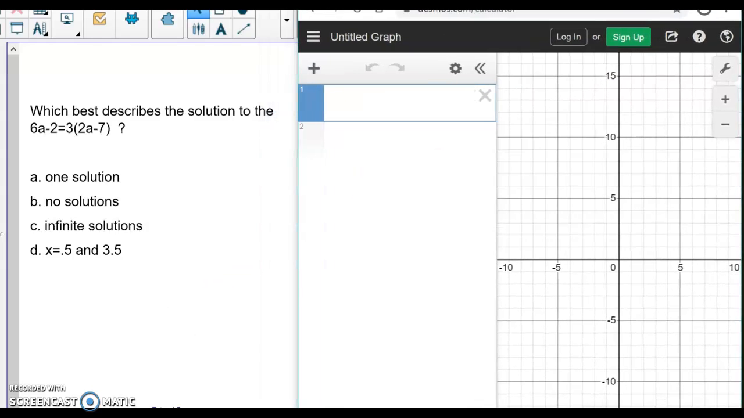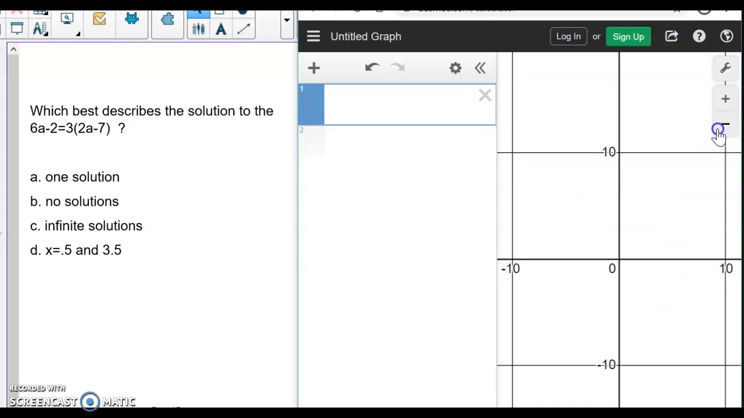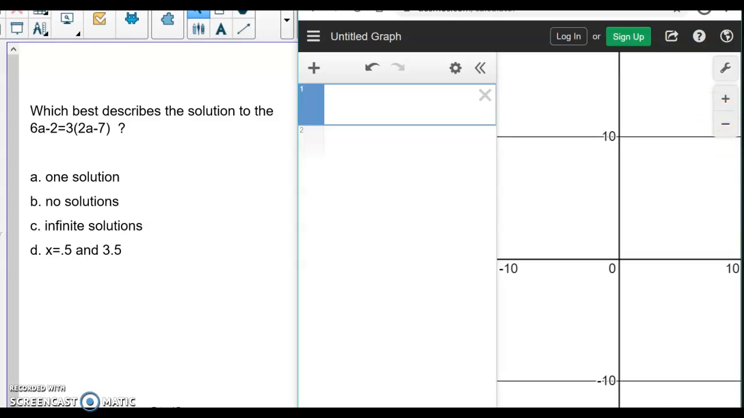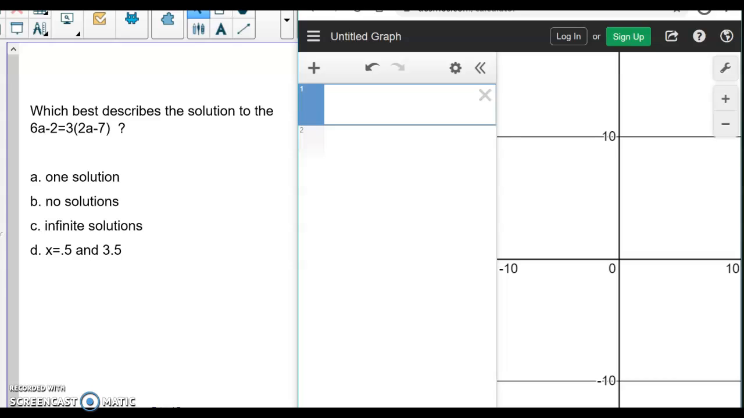When we have Desmos pulled up, I think the first thing that you should do is click on the wrench, projector mode, uncheck minor grid lines, and put a 1 here. This makes our graph paper look a little bit more normal. If I made my screen big, you guys can see that this is how we should be looking at things.